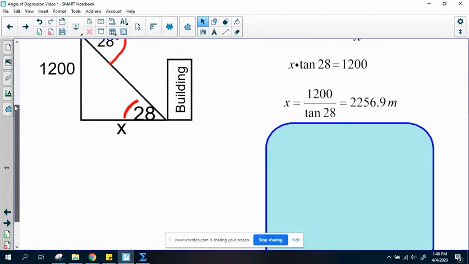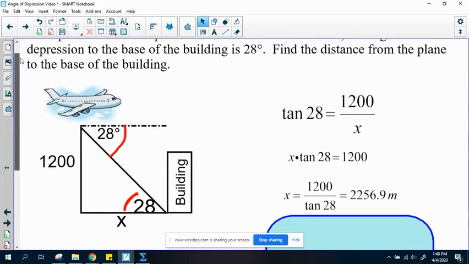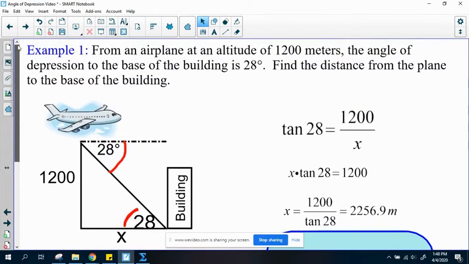answer of 2,256.9 something something. We're going to round to 1 decimal place with the nearest tenth, because that's how your Math Excel assignment is going to be. And that's your answer. That's how far away the plane is from the building. So let's try another one.